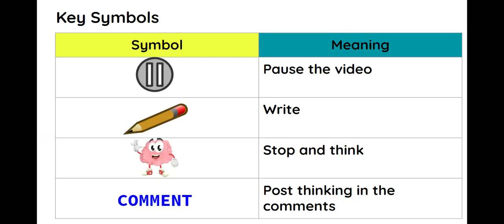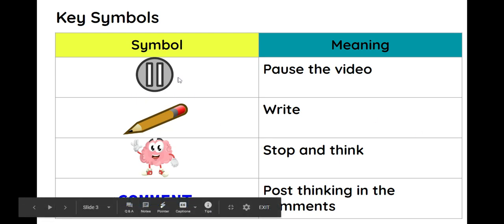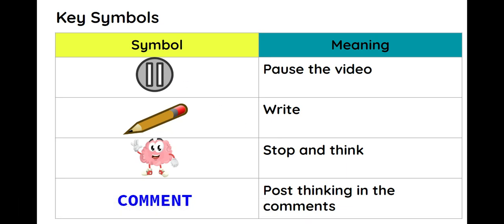Here are a few symbols that you're going to see throughout my lesson today and in the other teachers' lessons as well. The pause symbol means that we want you to pause the video. A lot of times I'll say pause the video and I want you to think about this question, and you'll see that gray pause symbol throughout the video. The second symbol is the pencil, which means I want you to write. In math, we sometimes do math in our heads, but we also like to write our answers out a lot. So you'll see this pencil appear a couple times throughout the lesson.